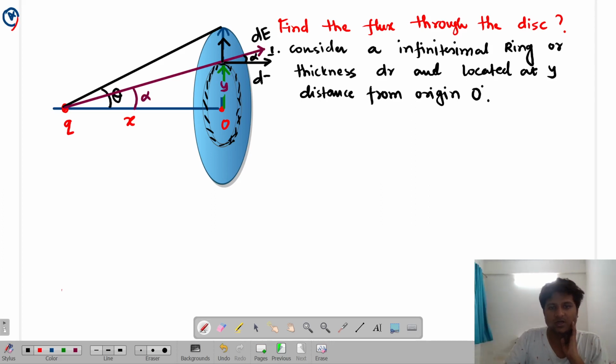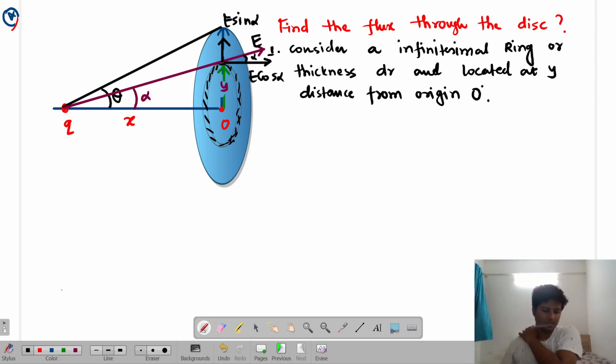And this is E. Okay, not D, it will be E because the charge is kept, we are not distributing. Are you able to get me or not? So this will be E cos alpha and this will be E sine alpha, isn't it? Are you able to get me?